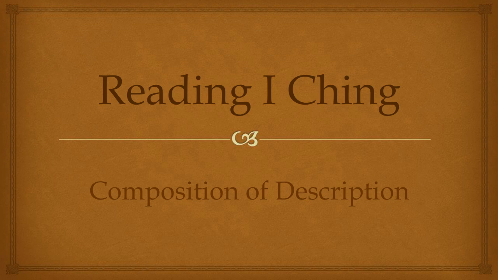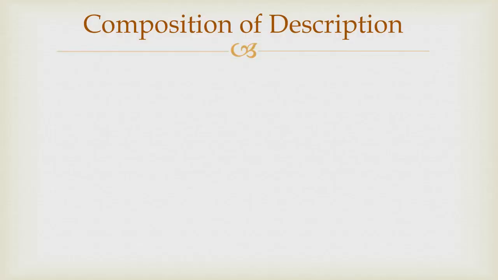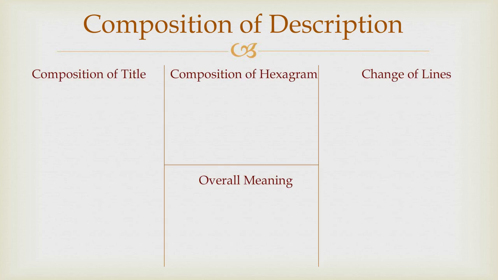Reading I Ching. Composition of description. Let's take a quick preview of how the description is organized for each individual hexagram. The description of a single hexagram is composed of its title and 3 different parts.